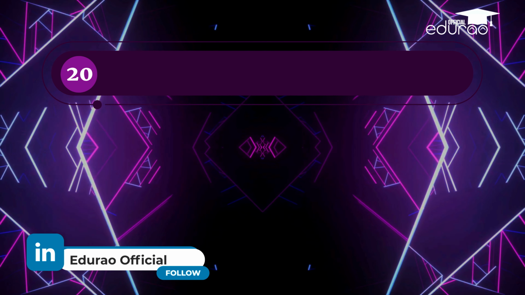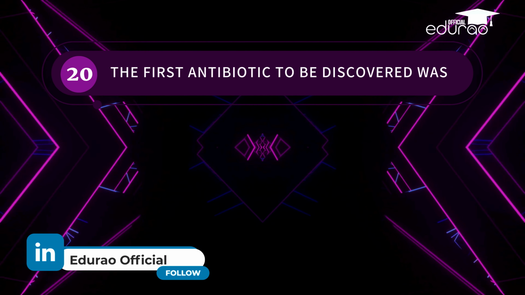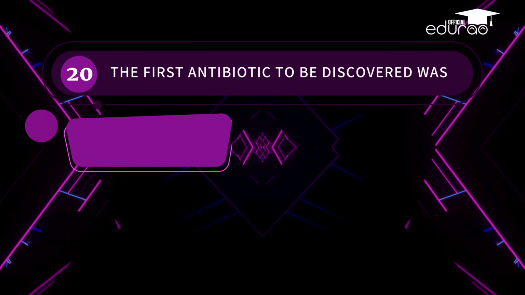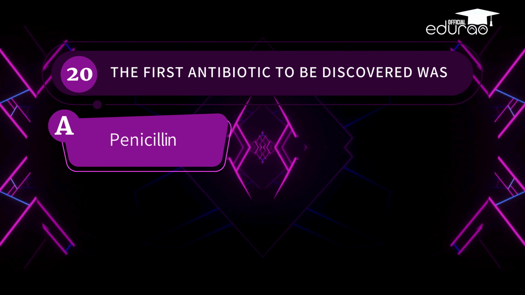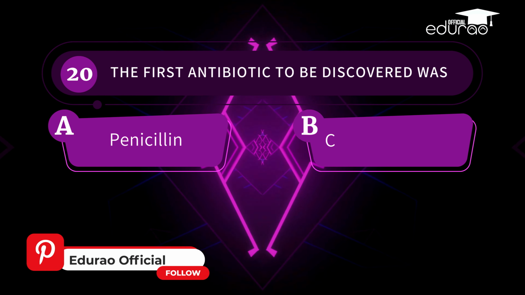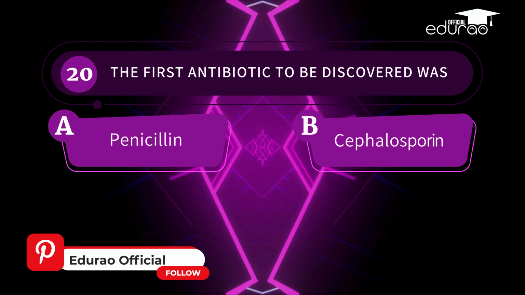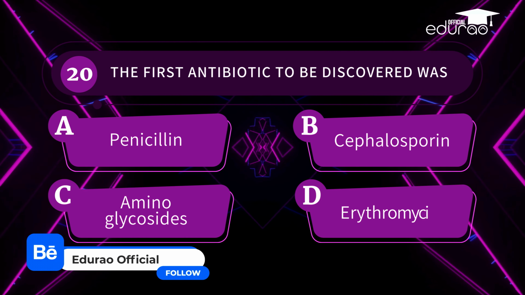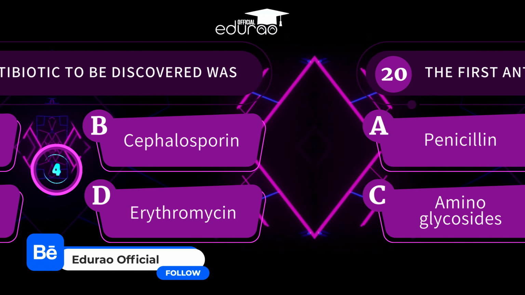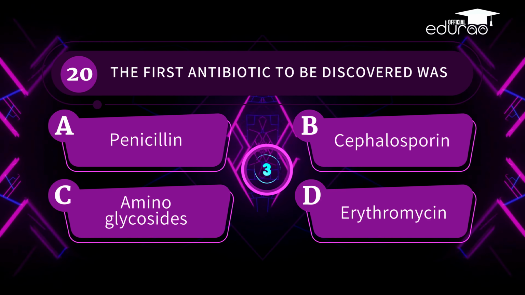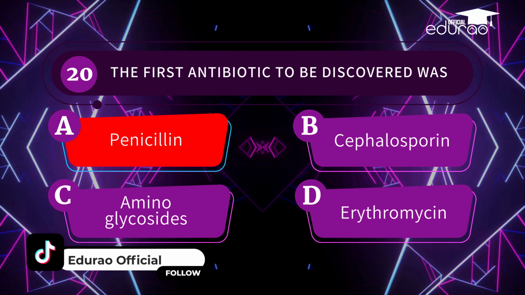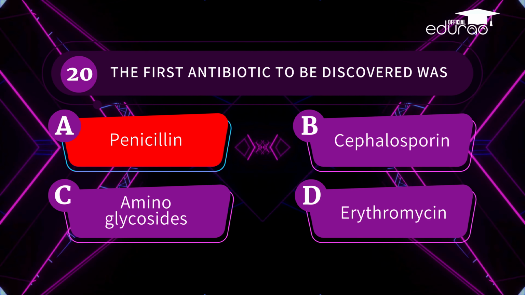Question 20. The first antibiotic to be discovered was A. Penicillin, B. Cephalosporin, C. Aminoglycosides, D. Erythromycin. Absolutely, you've nailed it. Correct answer is penicillin.